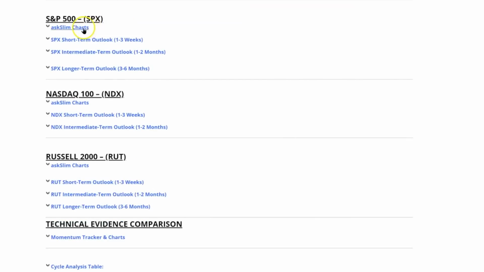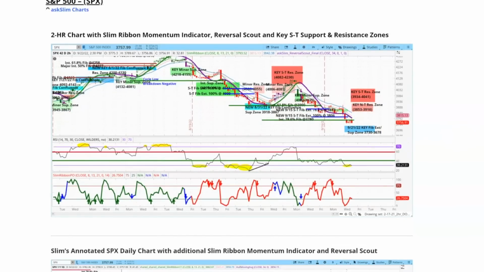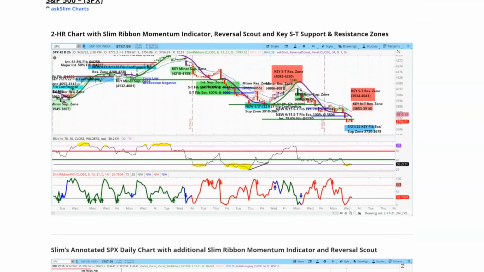This is the askSlim charts right there. The chart that is really important for short-term traders is the 2-hour with the slim ribbon indicator, and that's pointing down right over here, and you could see the slim ribbon PO on the bottom. These are negative. You can see the negative resumption signals in there. So the 2-hour pattern is very important for short-term traders, and all of the information is in here, support, resistance, and this was quite negative and exists in a very negative condition right now.